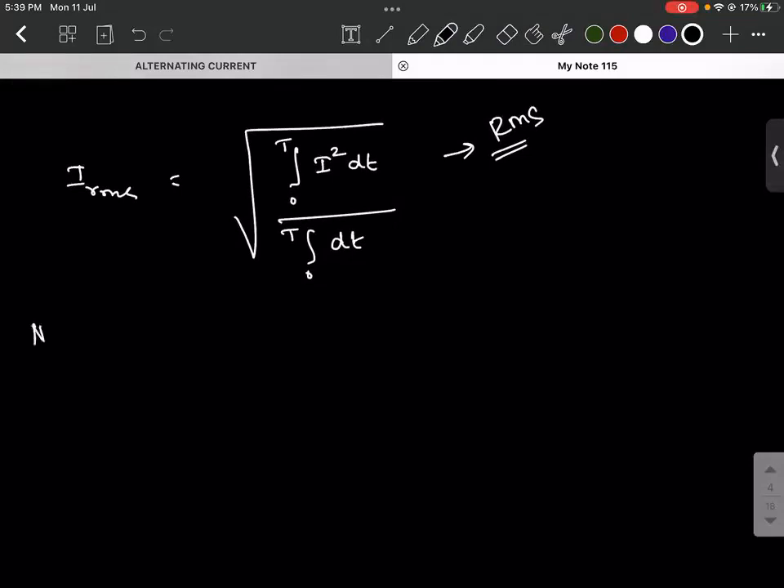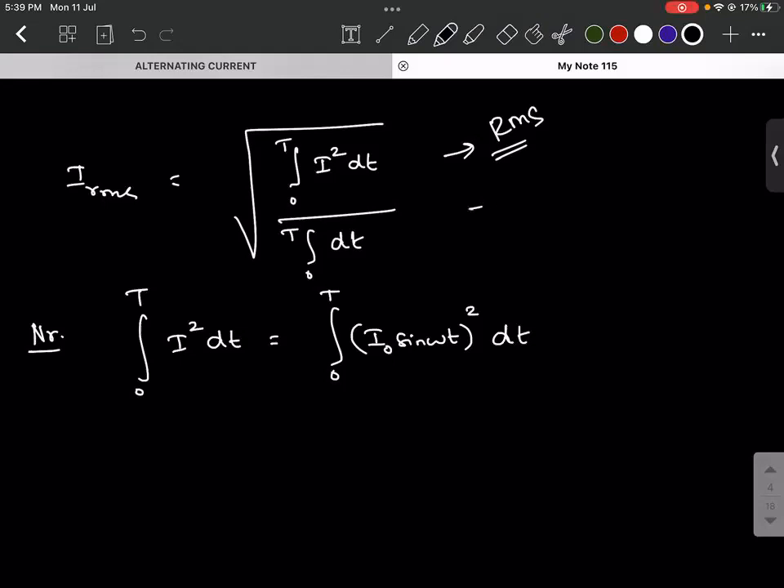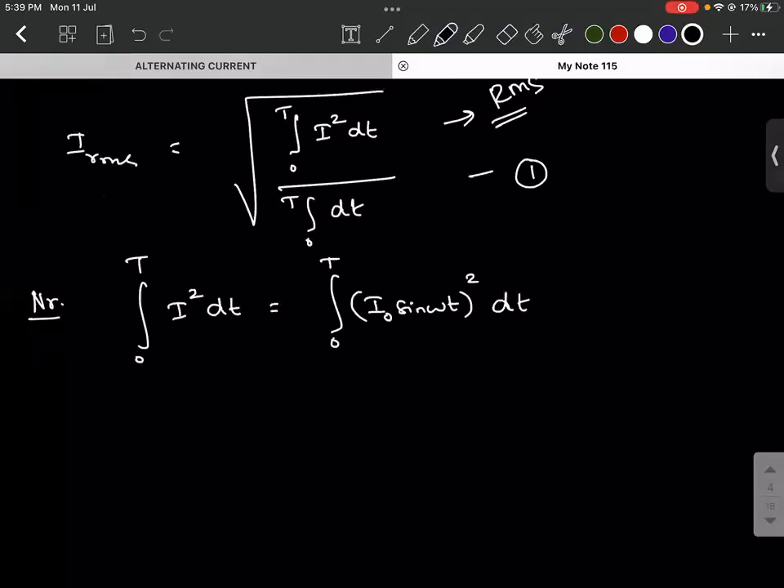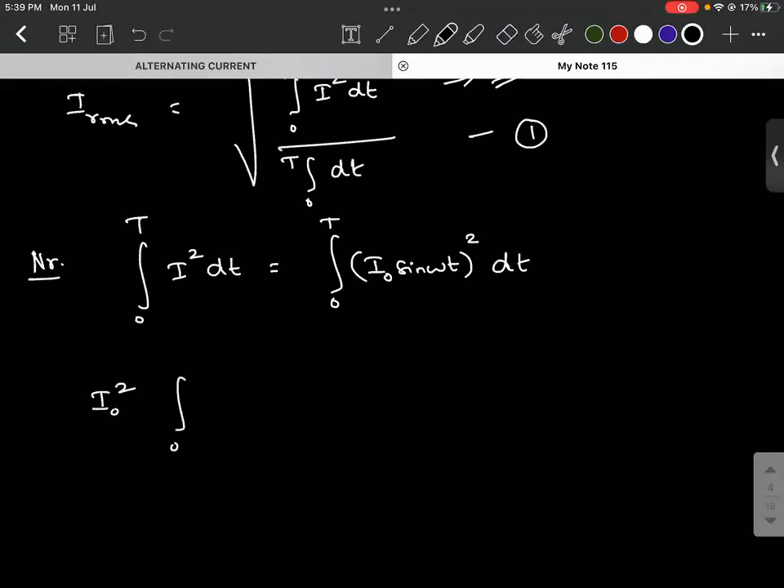I will take only the numerator. Integral of 0 to capital T I square dt is equal to integral of 0 to T of I naught sine omega t, whole square, times dt. Denominator, I'll take it at the end. Let me call this equation number 1. From equation 1, I've taken only the numerator. So what will I get? I naught square into integral of 0 to T sine square omega t dt. Can I write it in this way? Is there any doubt, guys?